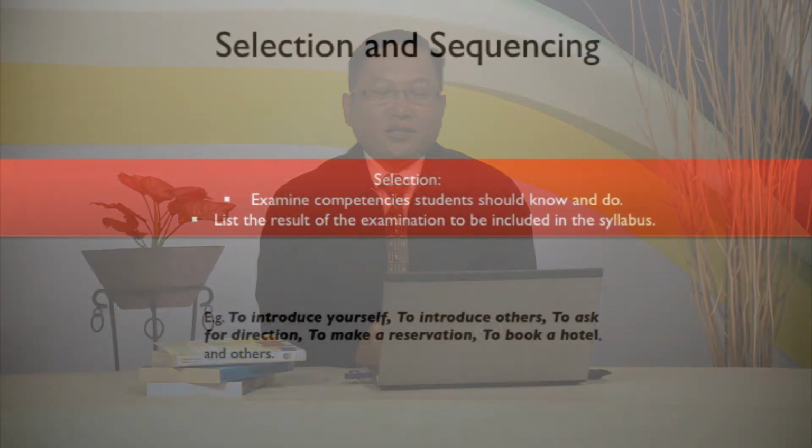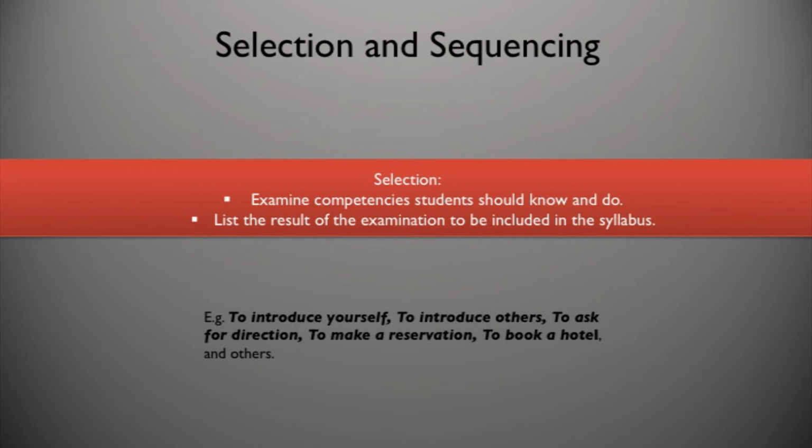In the selecting and sequencing process of what material to be included in a competency-based syllabus, first of all, in selecting the materials, we have to examine the competencies students should know and do. So the first thing to do is to list all competencies students should know and do. For example, to introduce themselves, to introduce others, to ask for directions, or to make a reservation. And then list all those competencies to be included in the syllabus. So the selection will be several competencies identified that the designer believes are what students need to know and need to do.